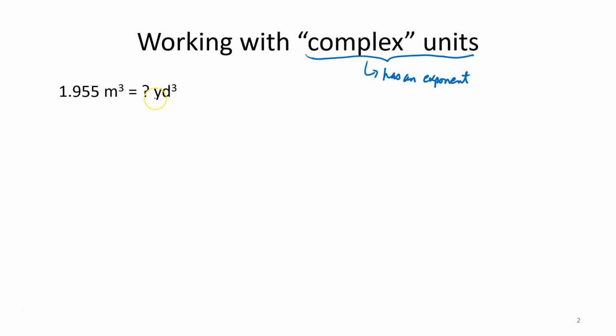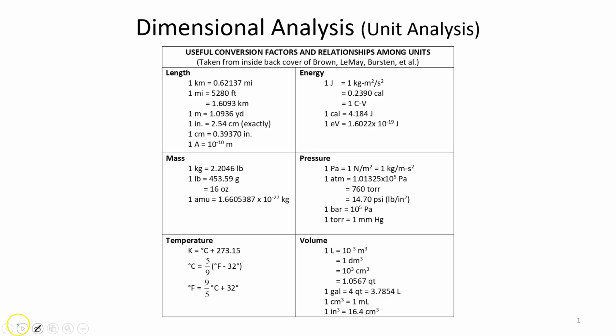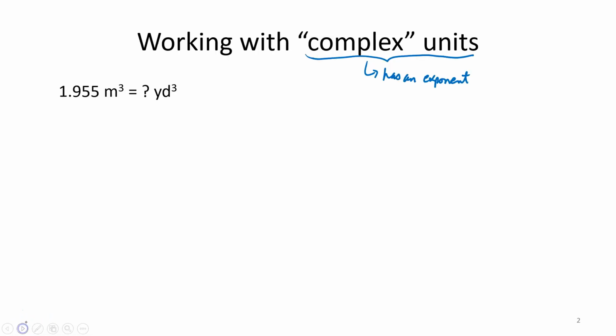So I'm going to need my conversion factor cheat sheet. And do I have a way to get from meters to yards? Yes, I do. I may want to rewrite this conversion factor just so I have it at my fingertips. 1 meter equals 1.0936 yards. A yard and a meter are pretty close. So how do we deal with this conversion when our units have exponents?